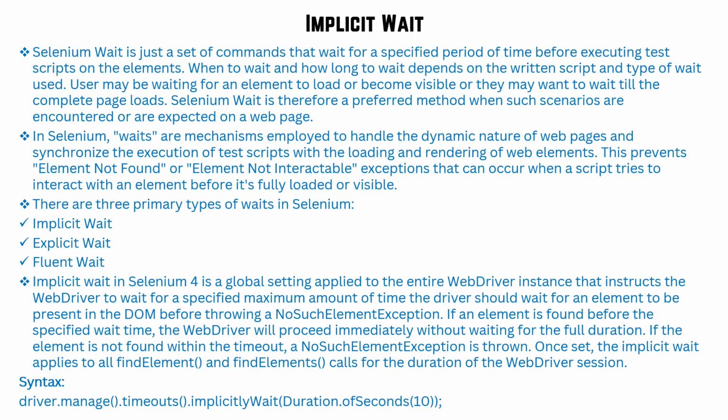Suppose your total implicit wait time is 30 seconds, but your element is visible in 5 seconds. It will not wait for the remaining 25 seconds. It will proceed to the next step without waiting the maximum time. As soon as the condition is matched, it will proceed to the next step. But if the condition is not matched, it will wait the maximum time you gave as part of the implicit wait. That is the beauty of this kind of wait. If the element is not found within the timeout, a no such element exception will be thrown. Once set, the implicit wait applies to all the find element and find elements methods for the duration of the WebDriver session. Now see how we can do it.